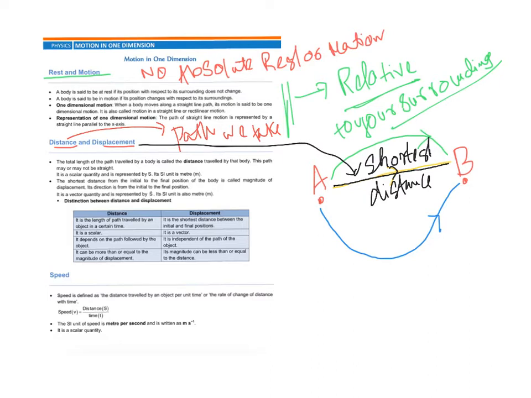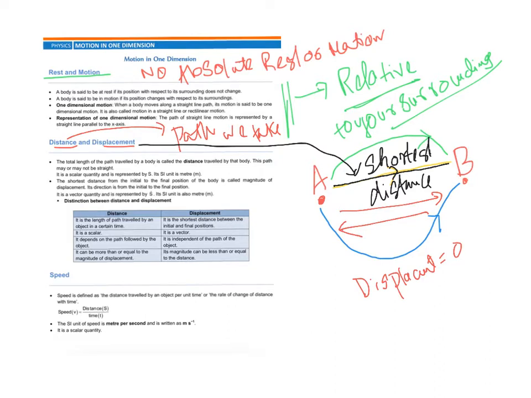Okay, so when we start talking of distance and displacement, displacement is somewhat funny sometimes. If you have gone from A to B, and if you have come back from B to A again, your displacement will be zero, because displacement checks the initial position and the final position. Here the initial position was A, and again you have come back to A, so your displacement is zero.